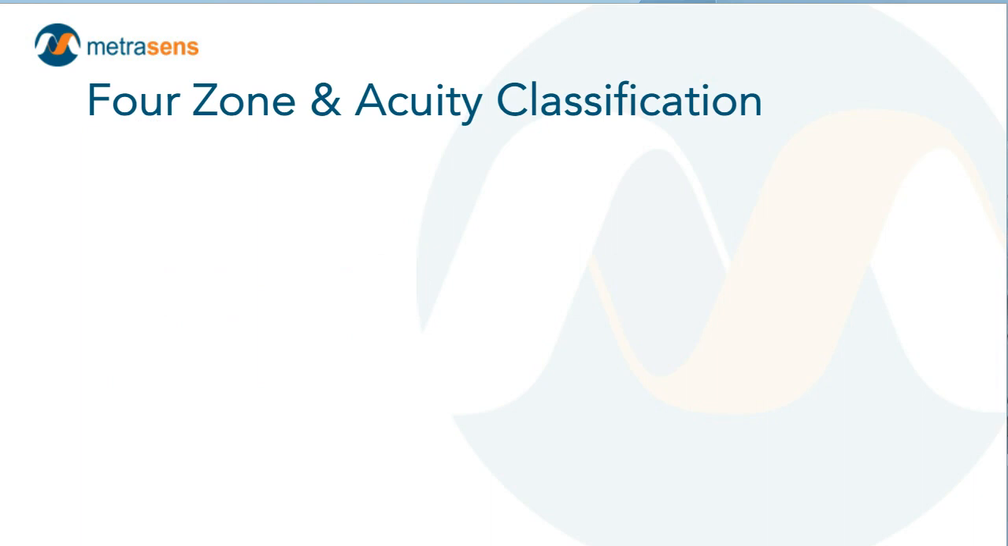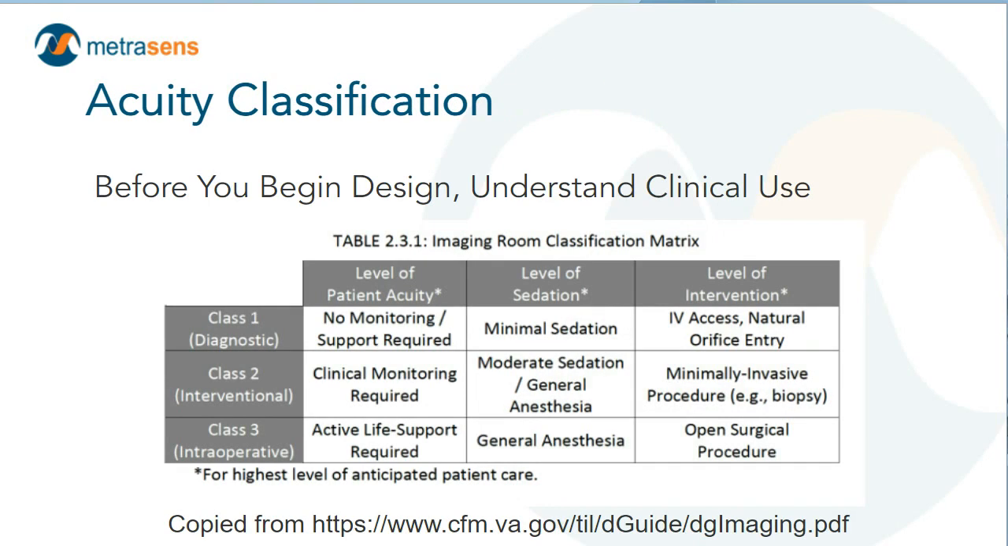The first of these is four-zone and acuity classification. And these are really things that you need to identify and work out before you really begin planning the space for your MRI suite. The first of these, the one that I think really needs to be the first thing that gets considered, is acuity classification.